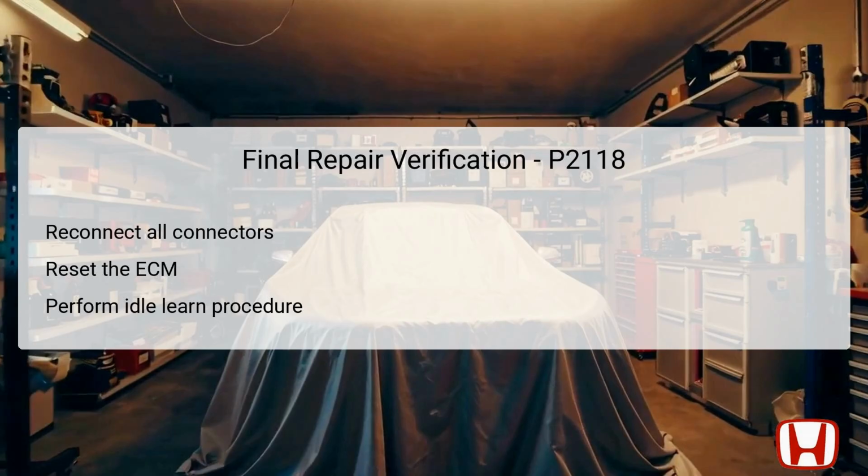Following the reset, it is crucial to perform the ECM idle learn procedure, which allows the ECM to calibrate its understanding of the current throttle position and optimize performance. Finally, press the accelerator pedal slowly to the floor and check for any pending or confirmed DTCs using the HDS. If DTC P2118 appears again, further inspection is necessary. Otherwise, troubleshooting is successfully complete and the vehicle should operate normally.